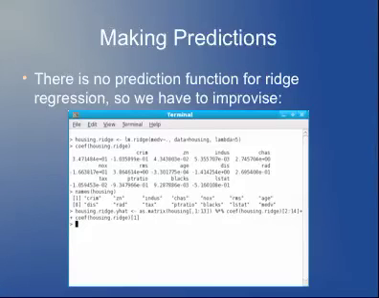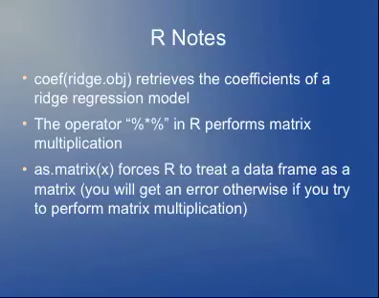And in general, if you say coef of a ridge object, that will give you the regression coefficients, just like if you say coef of an lm object, it will give you the coefficients of an ordinary least squares model. This %*% command performs matrix multiplication. If you've never seen that before, don't worry about it. You can just copy the code I did.